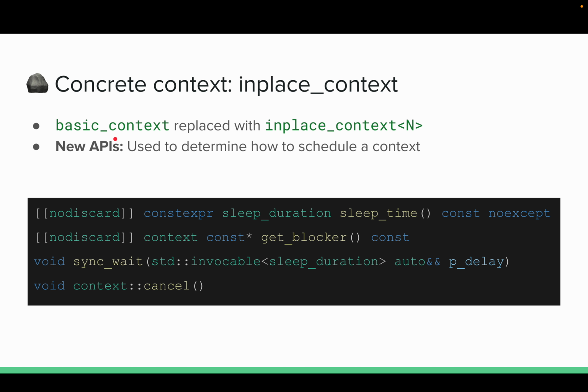The basic context before used to have the sync wait function. Now the sync wait function has been added into context itself. It will basically do the work of scheduling and polling the context's synchronous operations. And anytime it needs to sleep, it will use the function that you passed in. So you just hand it a delay function, and it'll sleep for that duration of time until it's finished.